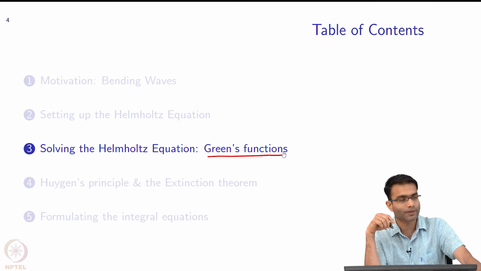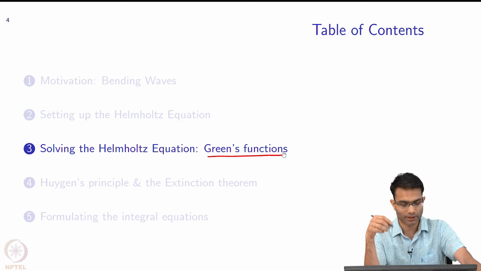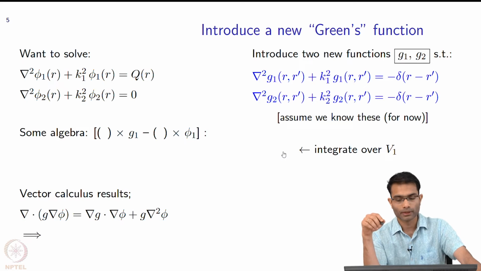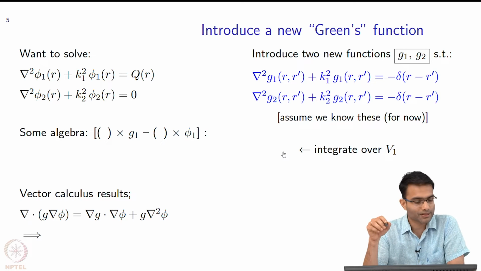Okay, you would have heard the name of Green in the context of vector calculus. Some identities of vector calculus are named after Green, right? So he worked a lot in this area, so things go after his name, right? So a lot of material here. Let's go one by one.